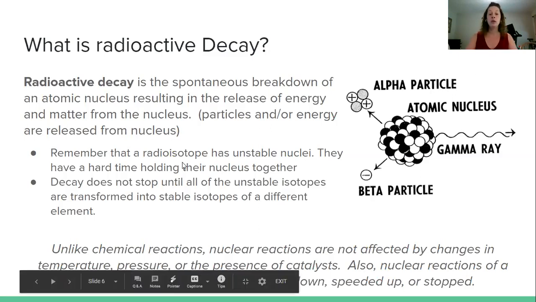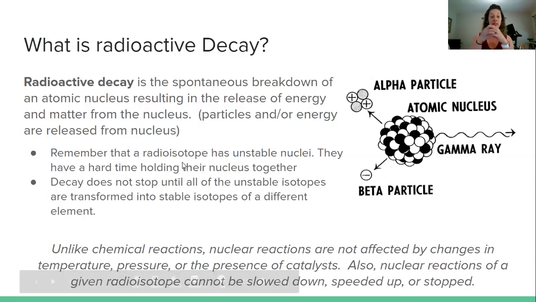Remember, a radioisotope is an unstable nucleus. They have a really hard time staying together. The decay won't stop until all the unstable isotopes are transformed into stable isotopes through this radioactive decay. Unlike chemical reactions, nuclear reactions are not affected by changes in temperature, pressure, or the presence of catalysts like we learned last week. Also, nuclear reactions of a given radioisotope can't be slowed down, sped up, or stopped.